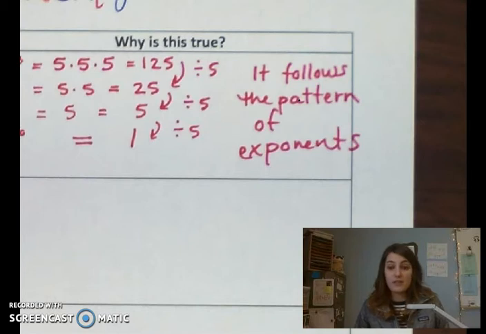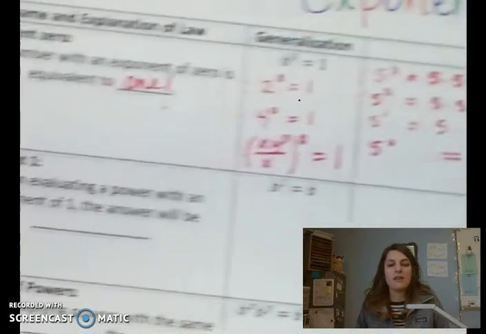So there's our first law of exponents, that anything to the power of 0 equals 1. And I'm going to switch colors. And we can start to talk about the second law, which makes a lot more sense.